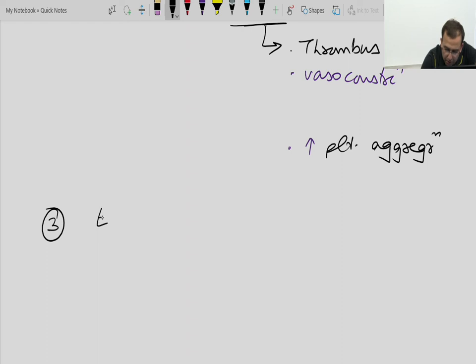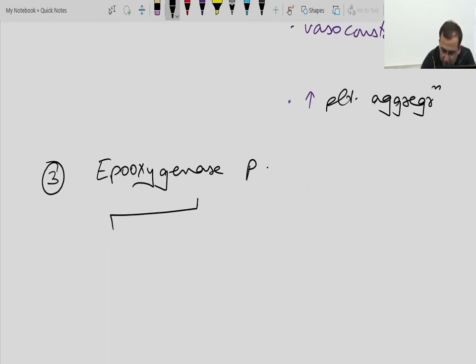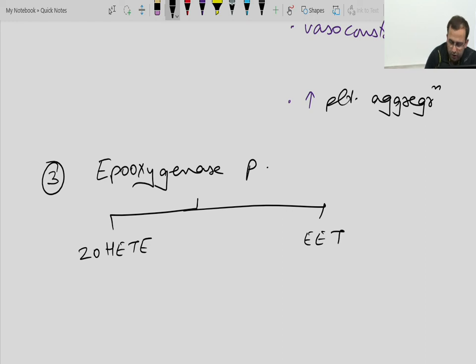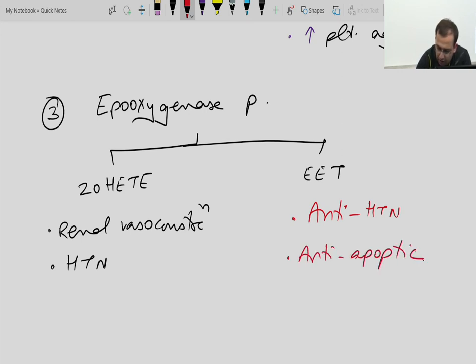The other two are the epoxygenase pathway. That is the third pathway of arachidonic acid metabolism. It leads to formation of two metabolites, 20-HETE and EET. 20-HETE causes renal vasoconstriction, so it is responsible for hypertension. Versus EET, which is the good guy, so it is anti-hypertensive, anti-apoptotic and pro-angiogenic in nature. This is the epoxygenase pathway.